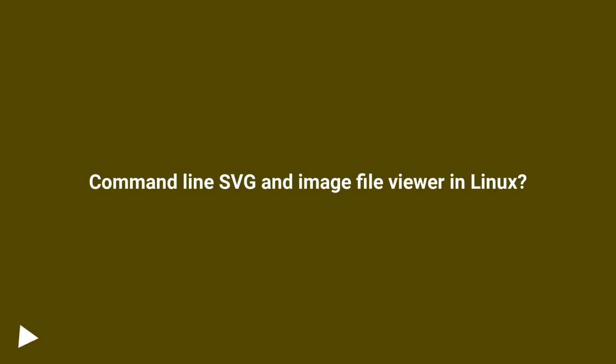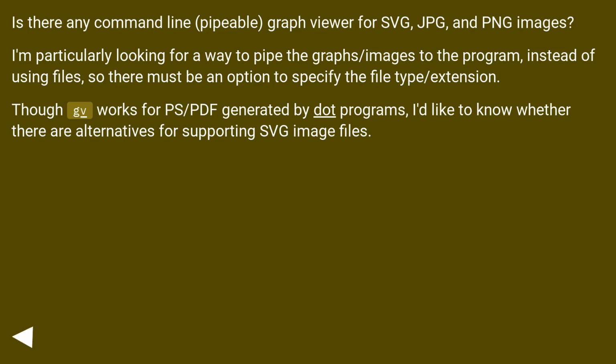Command line SVG and image file viewer in Linux? Is there any command line, pipeable, graph viewer for SVG, JPG, and PNG images? I'm particularly looking for a way to pipe the graphs/images to the program, instead of using files, so there must be an option to specify the file type/extension. Though GV works for PS/PDF generated by .dot programs, I'd like to know whether there are alternatives for supporting SVG image files.